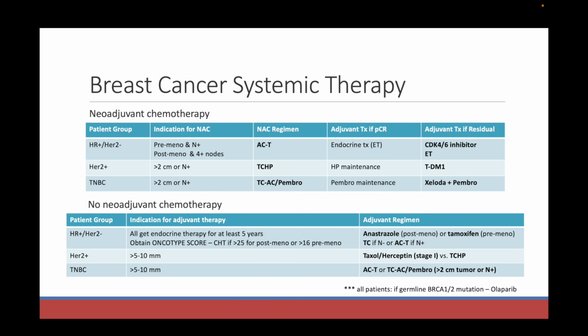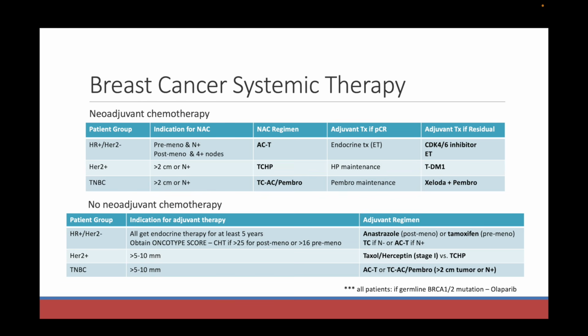For hormone positive and HER2 negative, there's no targetable therapy, right? These patients don't really respond well to upfront endocrine therapy. They're not going to get much shrinkage. So we just give them chemotherapy, and the regimen is often ACT.